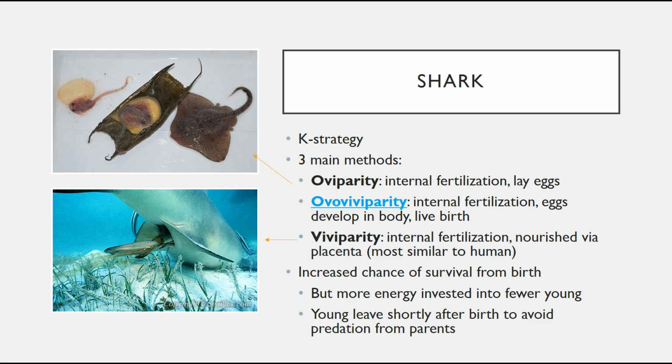The difference between the two is that ovoviviparity involves eggs. There are eggs to start. So the mom has fertilized eggs inside of this womb, and the eggs grow and develop in there, and then there is live birth. Viviparity is what we are familiar with, and that is where the embryo is nourished by a placenta instead of an egg yolk. So it is really similar to how humans go through a quote-unquote pregnancy.